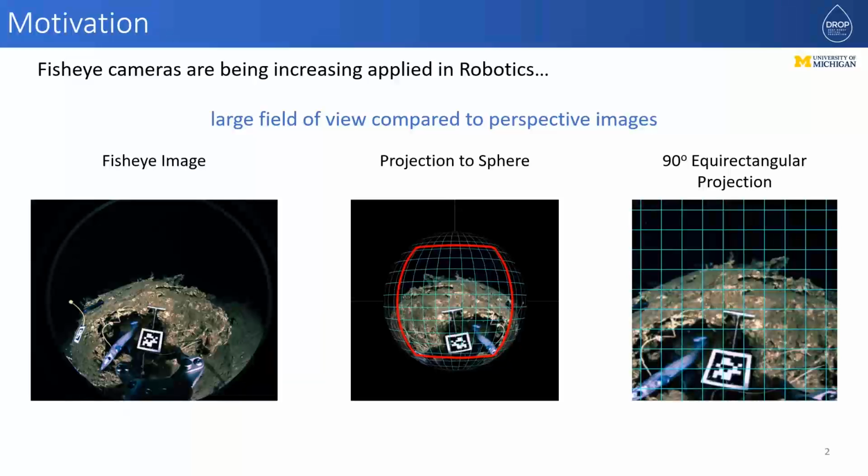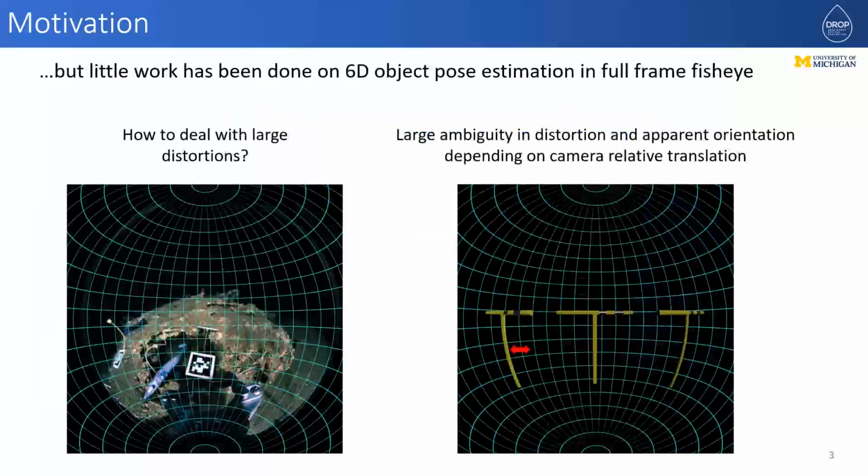Fisheye and omnidirectional cameras are gaining more attention in robotics applications due to the large field of view compared to their perspective counterparts. These images illustrate that even a relatively wide 90-degree field of view perspective image captures significantly less information about the scene compared to the 180-degree field of view fisheye image.